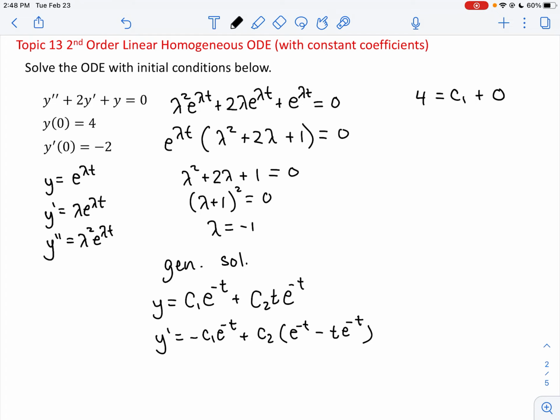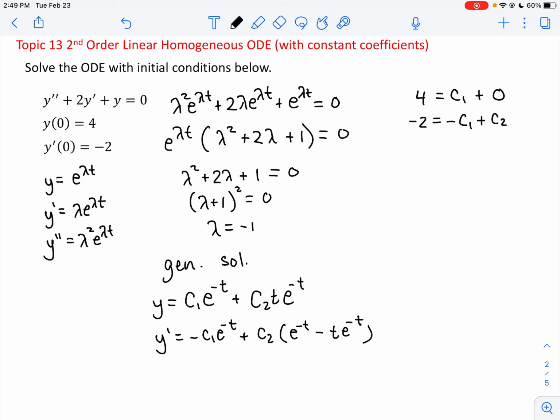And now for the second bit of data, which is y prime of 0 equals -2, will be plugged into our derivative right here. All the t's will become 0, and the y prime will become -2. So you have -2 is equal to negative c1 plus c2 times, now keep in mind that t is becoming 0, so this part here is going to go away to 0. This will become a 1, e to the 0 will be a 1, so we just get c2. c2 times 1 is just c2.